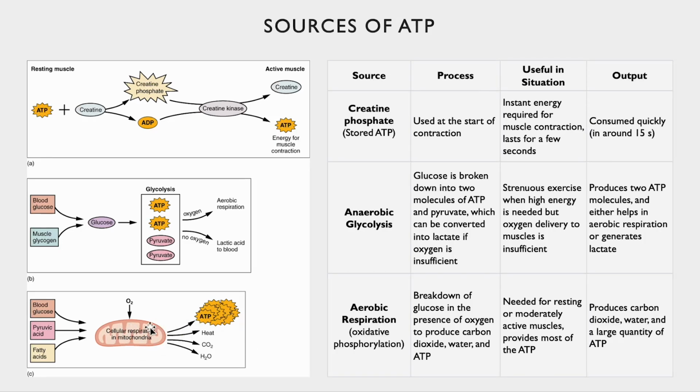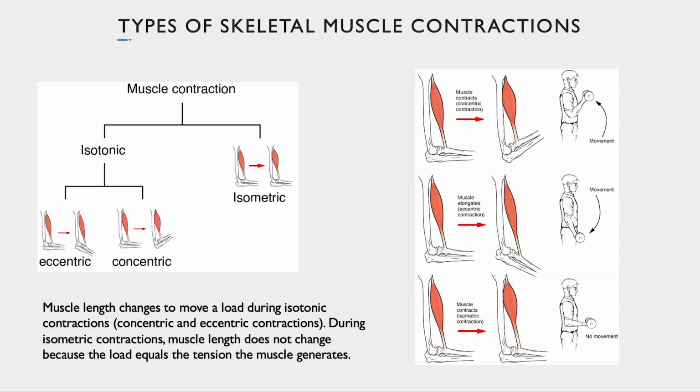And this is a process that, in theory, may maintain the ATP production indefinitely. Okay, so it could permit a very long exercise, for example, marathon runners, etc. So now we can take a look at the different types of muscle contraction.